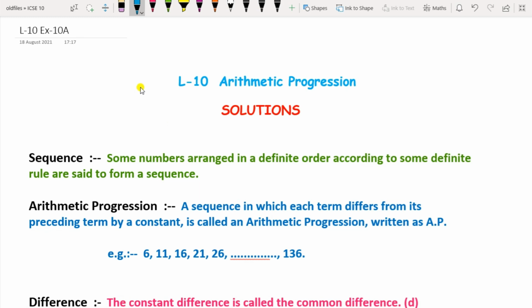In this video we are going to see the solutions of exercise 10A of lesson 10, Arithmetic Progressions, of the ICSE course syllabus from R.S. Agarwal.